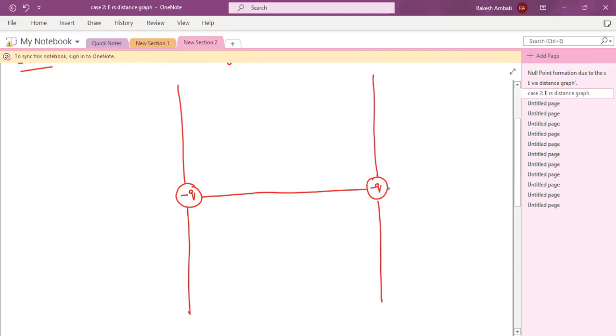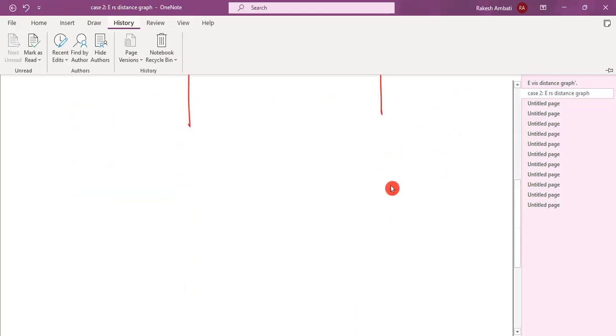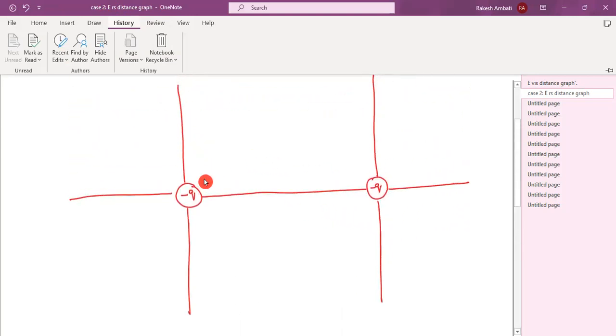Both are like charges, both are negative charges. In this example it is a negative charge, and this also is a negative charge. So negative, negative: these are like charges. In the case of like charges, the null point will be formed in between.